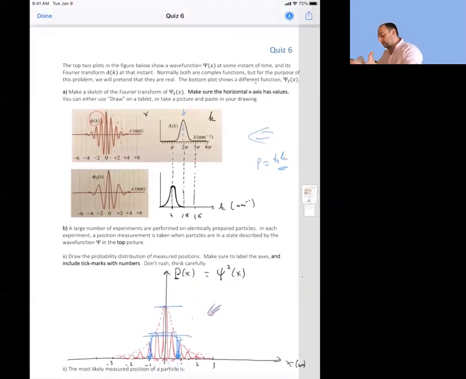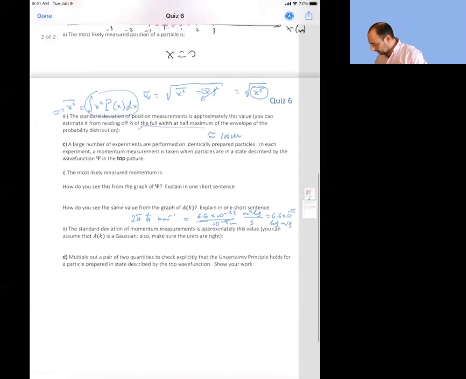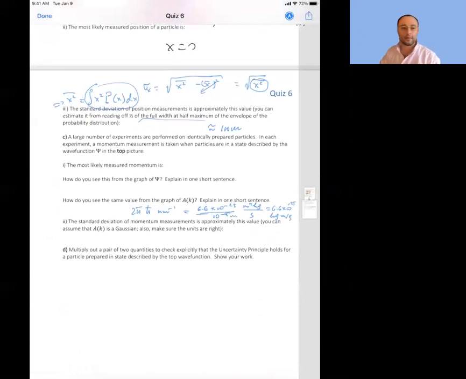So once again, I look at A of k. I remember that the statistical meaning of A of k is such that the square of the amplitude of A of k is proportional to the probability distribution of momentum measurement outcomes. And I have to include the h bar because that's how you convert from k to momentum. The most likely value of momentum is going to be h bar times 2 pi per nanometer. So here it is, 6.6 times 10 to the minus 25 kilogram meter per second, which has the right units of momentum. How do you see it from the wave function?